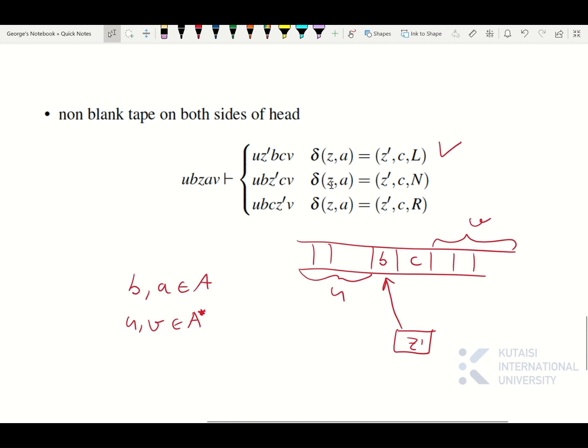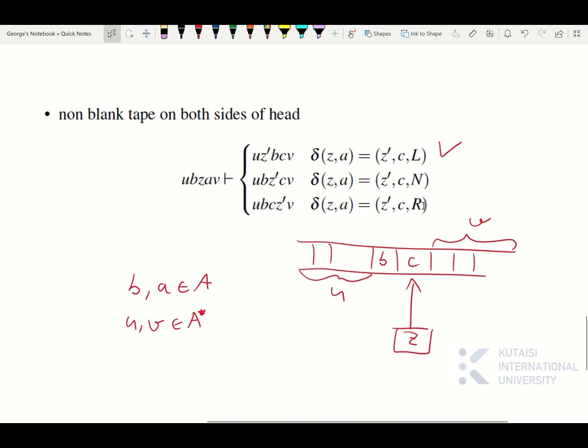Now, let's say there was another case, when I'm in state Z. In the second case, the next configuration, I go to state Z prime, I write C again instead of A, but I stay neutral. That means this will be the next configuration. It will just erase this and write C, and this is just U, B, Z prime, C, V.